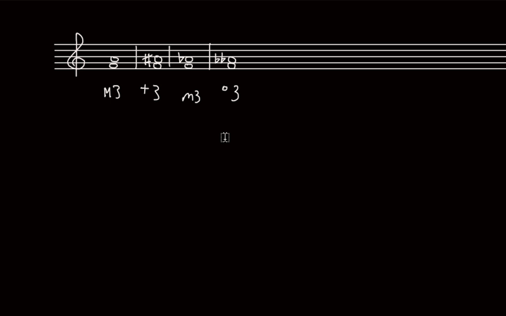And then in group 1, if it's a 1, 4, 5, or an 8, which is unisons, fourths, fifths, and octaves, you can have perfect, augmented, or diminished. So these are the qualities for group 1 and group 2.